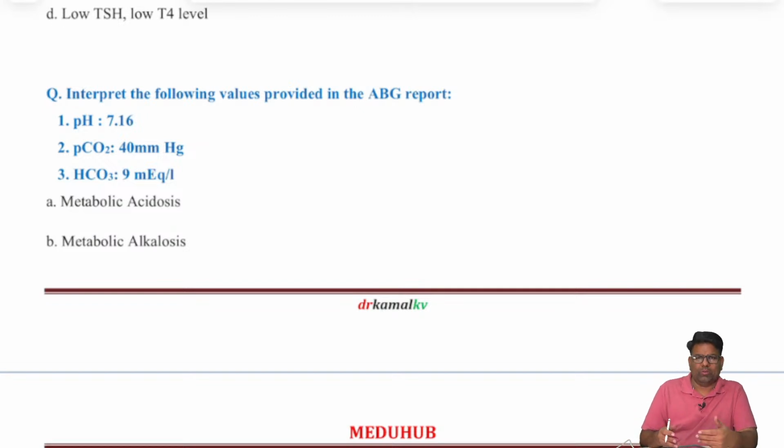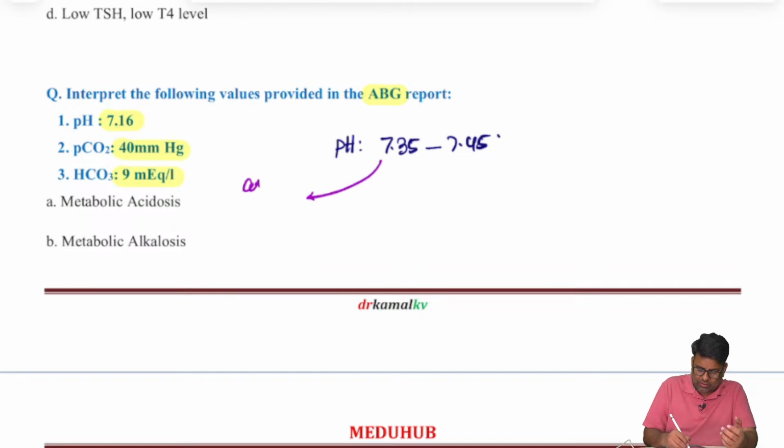Again, we are having a question which we have just discussed in physiology. It was about an ABG report, and here the pH is 7.16, bicarbonate is 9, and CO2 40, right? So again, if you apply the concept, for pH, any value less than this is acidosis, and above it is alkalosis. Clear? If you look at the question proper, the pH is 7.16, which is actually acidosis.